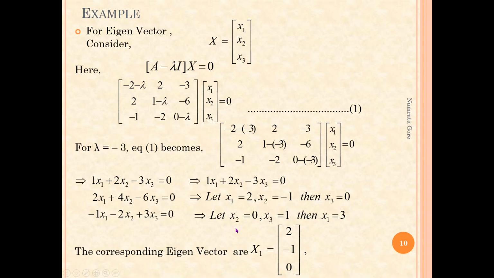Let us assume the values of x2 and x3, and evaluate x1. I have assumed x2 as 0 and x3 as 1, so that I get x1 as 3. So again I have assumed values such that x1 equals 3, and now my second eigenvector will be (3, 0, 1).